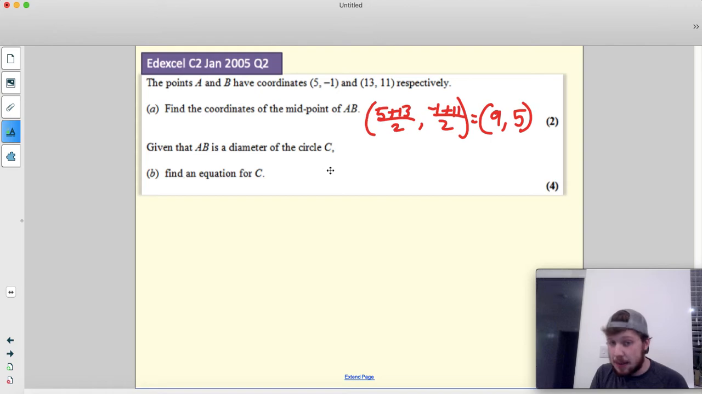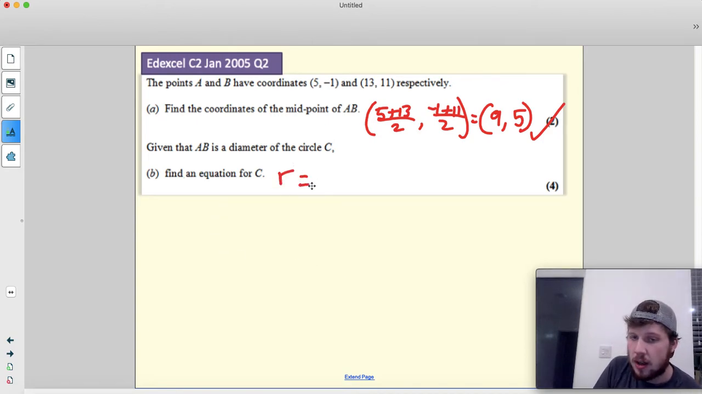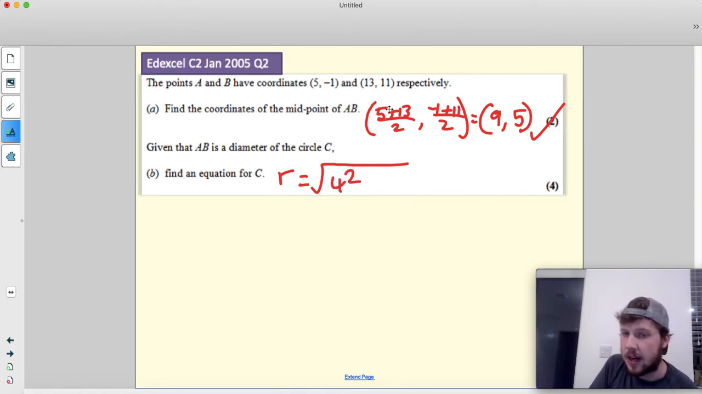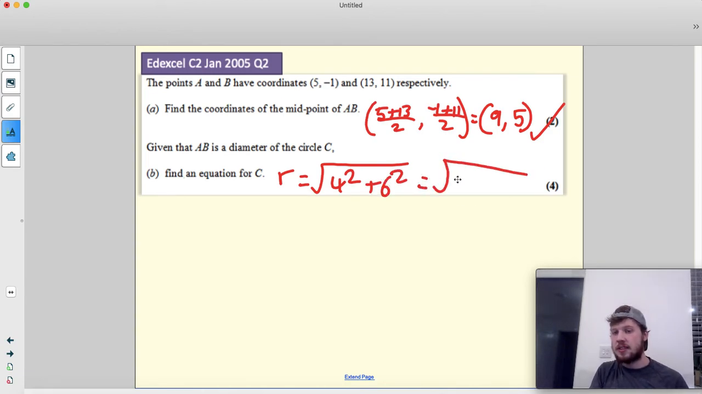Given that this is the diameter, find an equation. So in order to find the equation, we need the centre, and we also need the radius. So thinking about the radius, it's going to be the square root of, well, from 9 to 13, I have to add 4, and from 5 to 11, I have to add 6. So it's the square root of 36 + 16, which is the square root of 52.